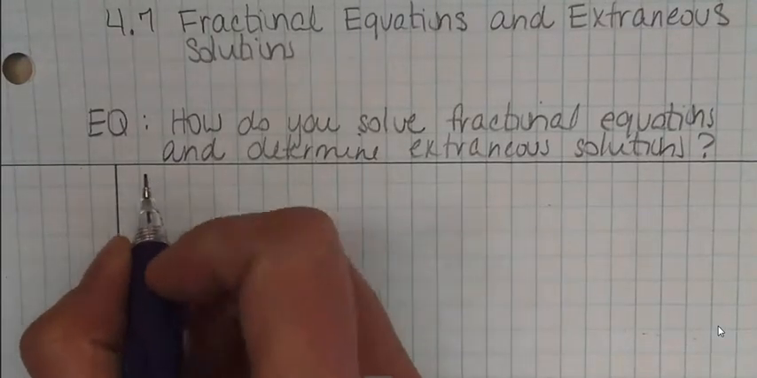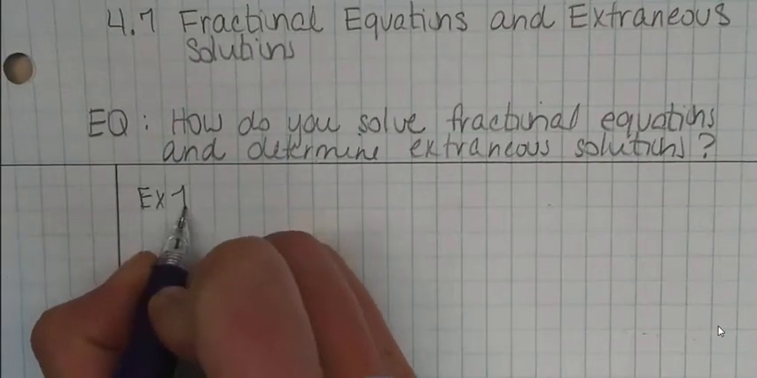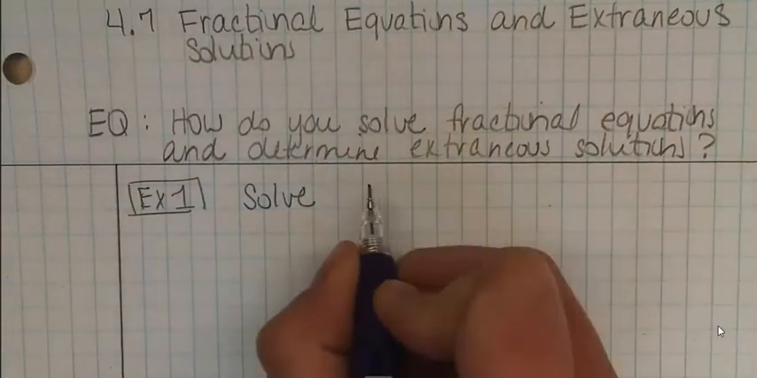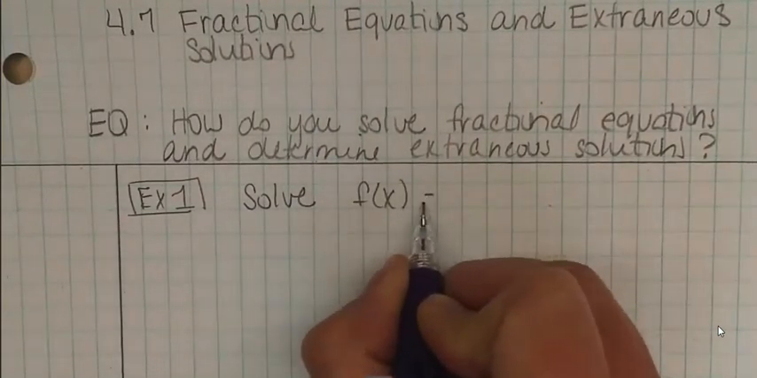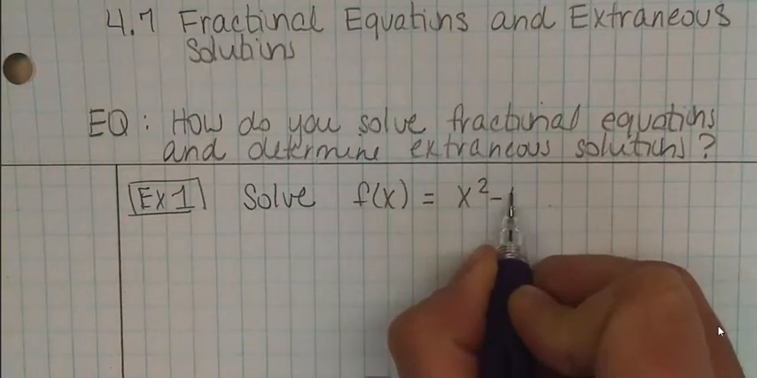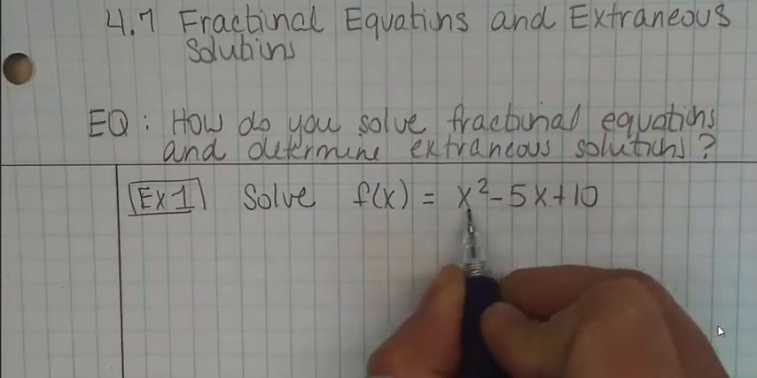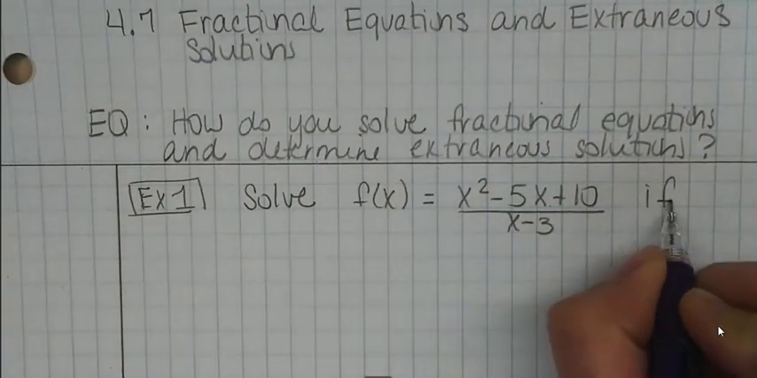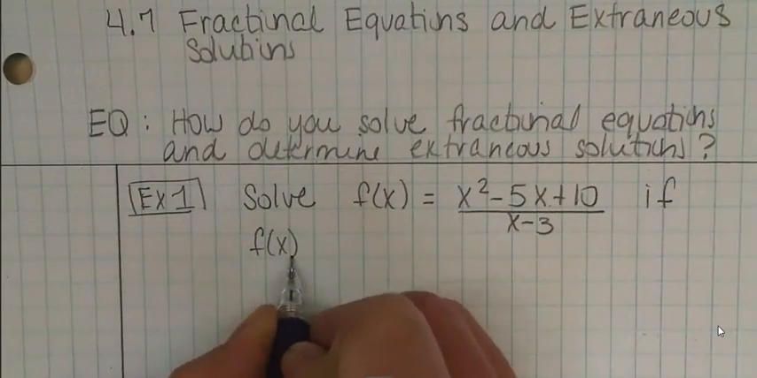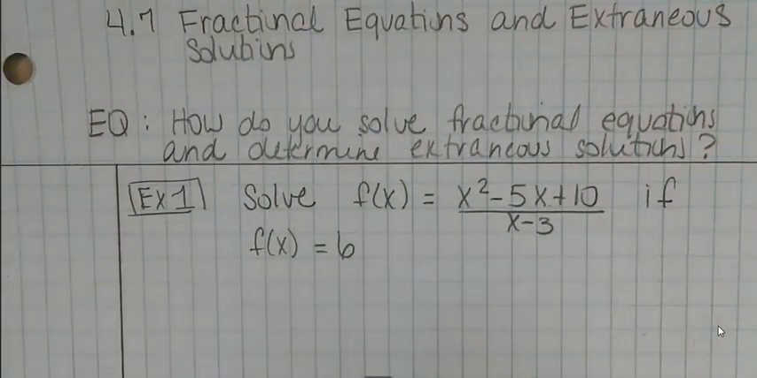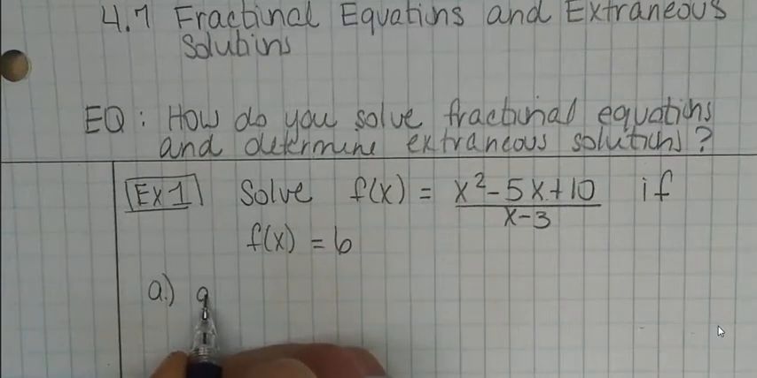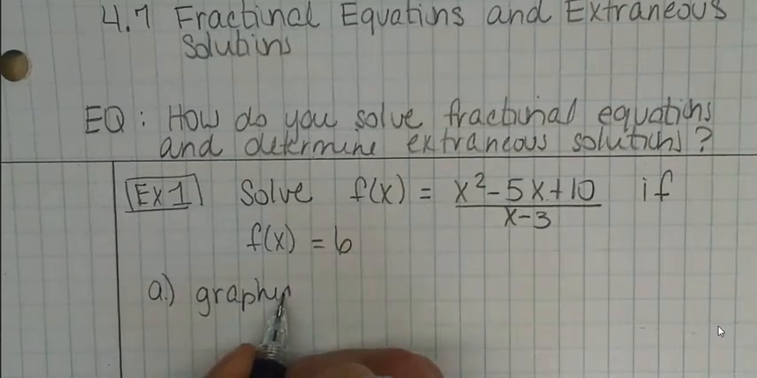Okay, so I'm going to jump right into this. We're going to work on example 1, which we want to solve the equation f of x equals x squared minus 5x plus 10 all over x minus 3 if f of x equals 6. Okay, so we can do this really easily graphically. If you want to do this graphically, let's do A. So we'll solve it graphically, meaning using your grapher.